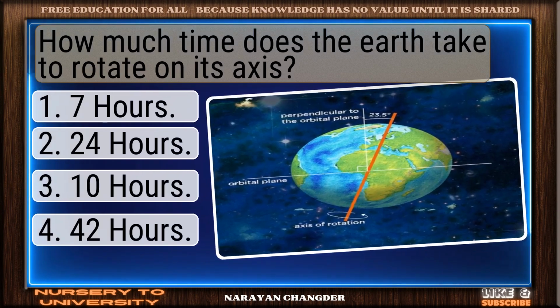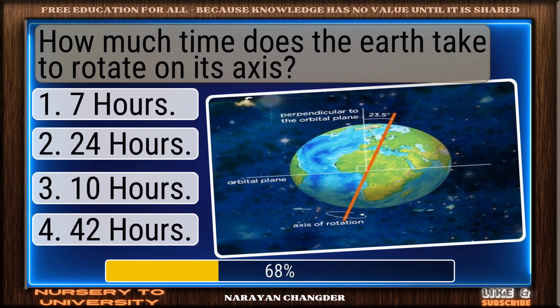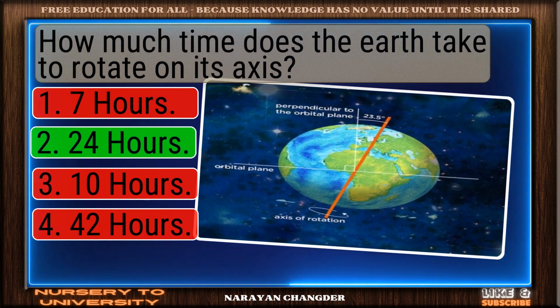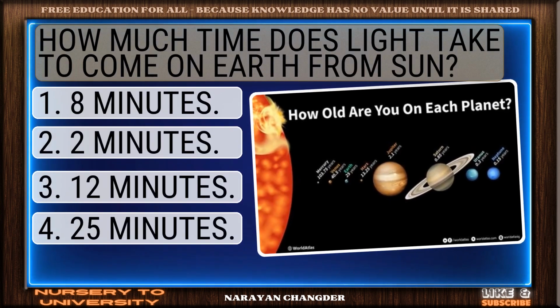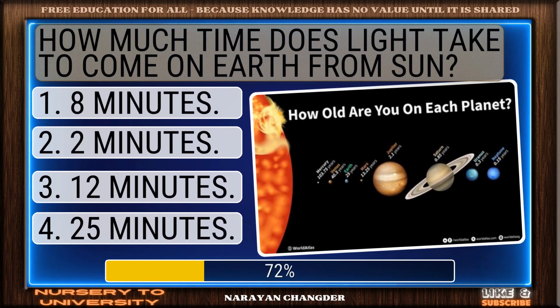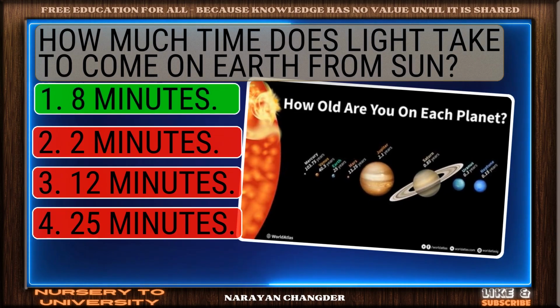How much time does the Earth take to rotate on its axis? You chose 24 hours, and it is correct. How much time does light take to come to Earth from the Sun? Excellent. 8 minutes is a brilliant choice.